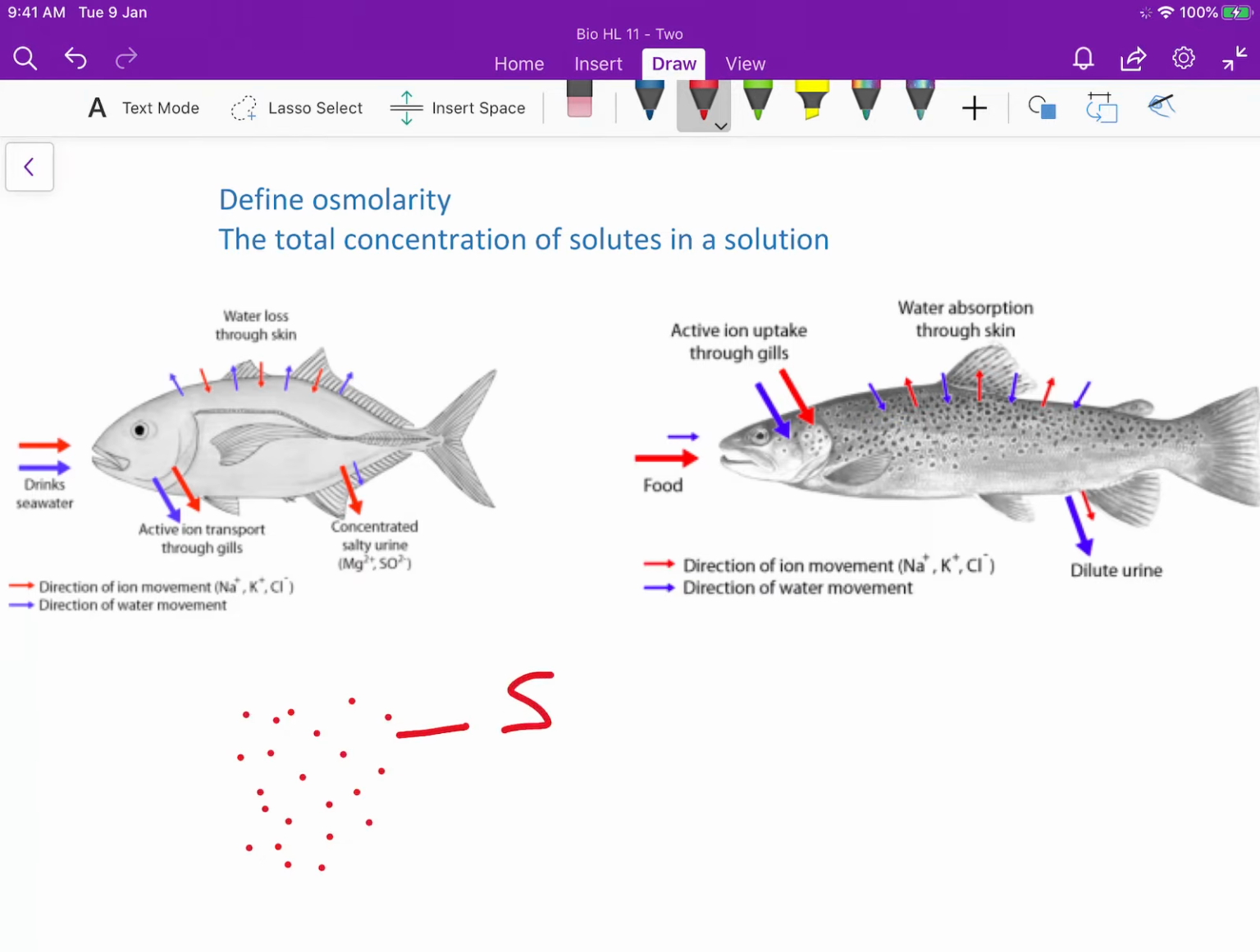They could be things like salts, and the other major one is sugars. So we've looked at salts and sugars. They are going to influence the osmolarity. So we saw osmolarity when we looked at potato osmolarity, the total concentration of solutes.